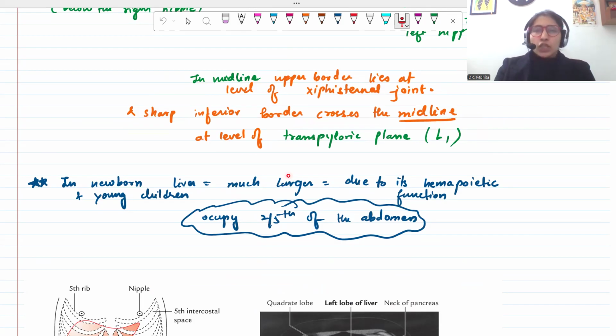Cool. छोटे बच्चों में क्योंकि हेमाटोपोएटिक इसका फंक्शन है, so in newborn liver is much larger, occupying 2/5 of the abdomen, the whole abdomen. Uska 2/5 portion only liver is occupying.